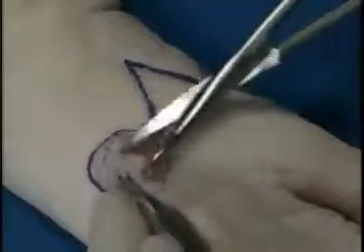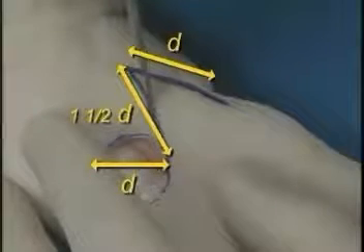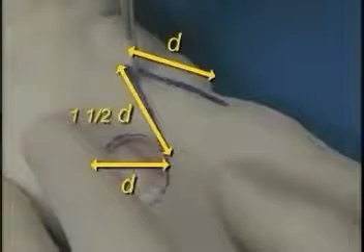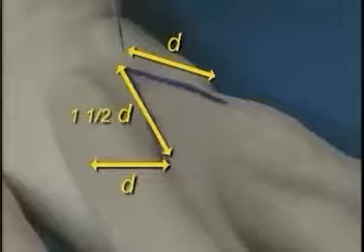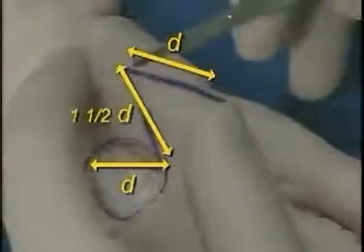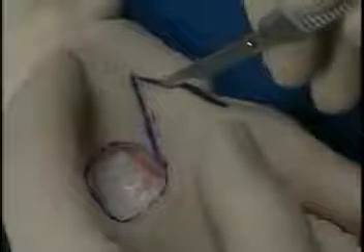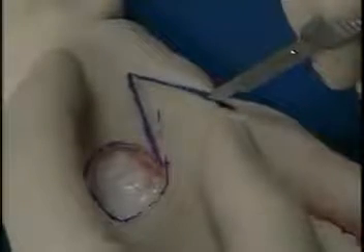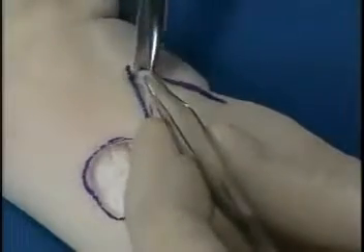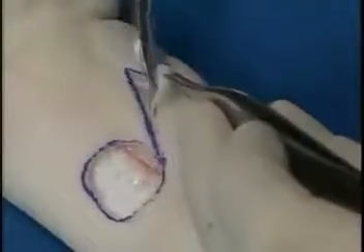Once this lesion is removed, the other limbs of the note flap are drawn. There's the first limb. It's approximately 1.5 times the diameter as a tangent. And the second limb is now cut. That is the diameter of the lesion at approximately a 60-degree angle.